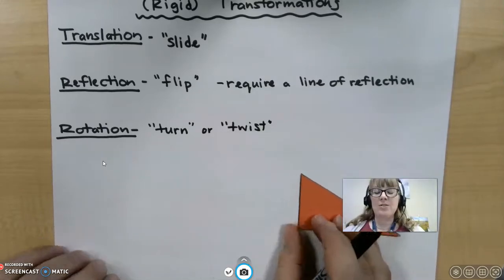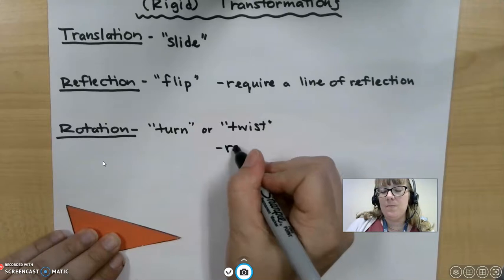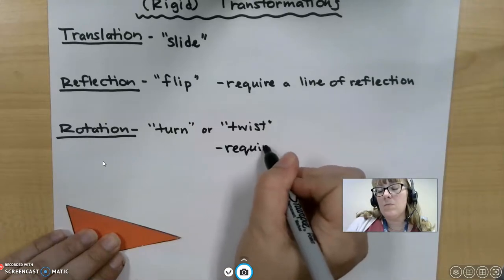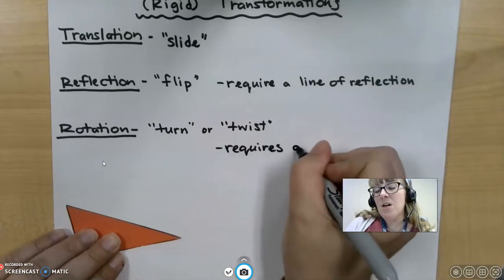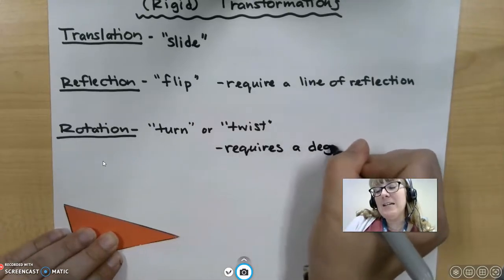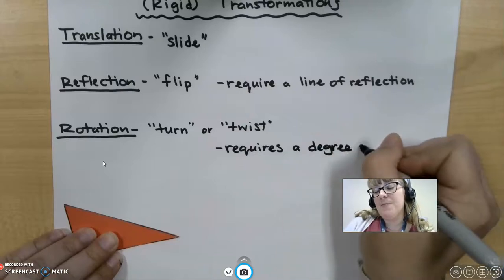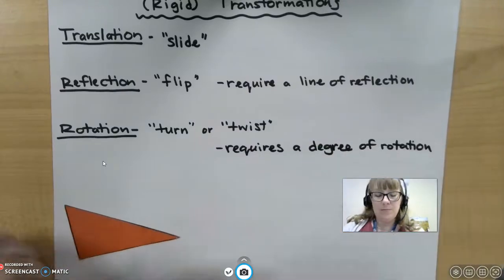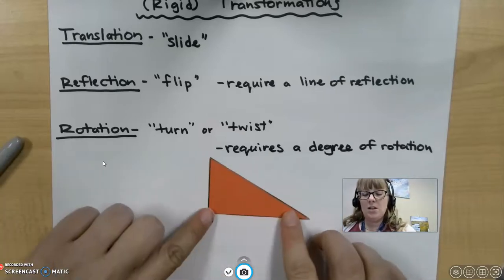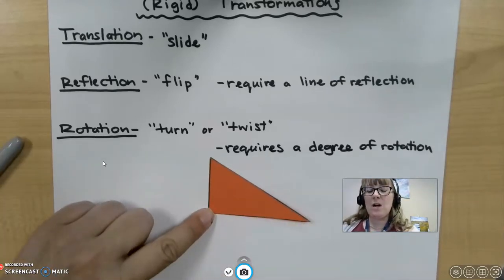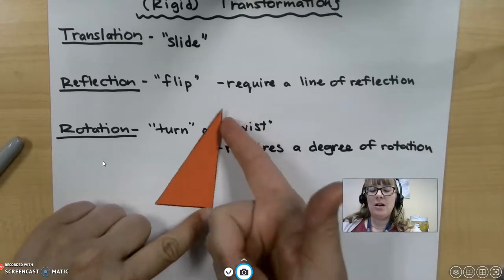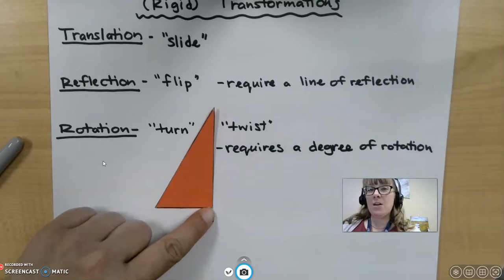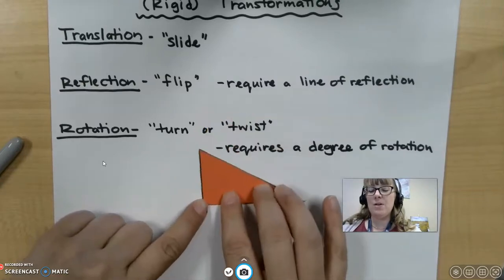Rotations also require some specific information. It requires a degree of rotation. I need to know how much to rotate. For example, this is a 90-degree rotation. Look at where I'm starting and look at where I'm ending. That's a 90-degree rotation. Let's start over.